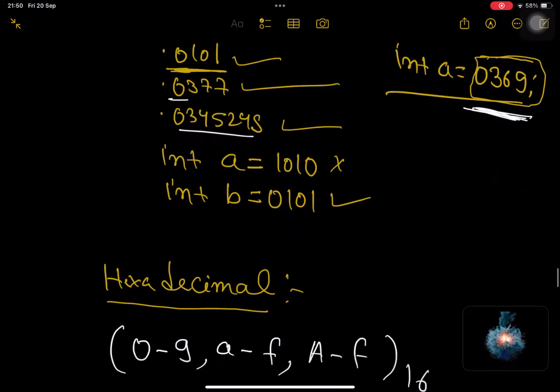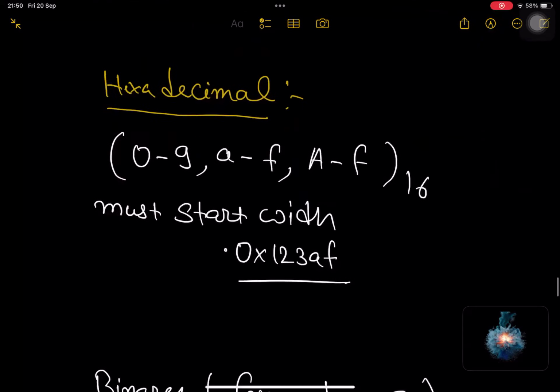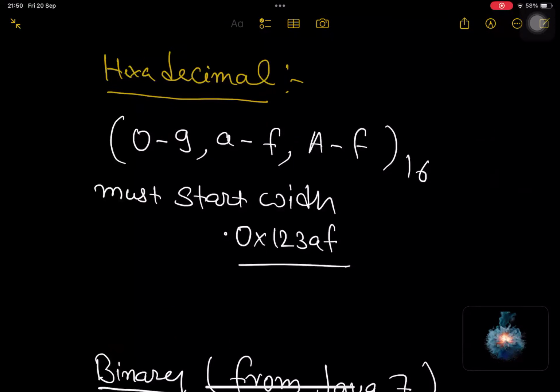Similarly, when we go with hexadecimal, hexadecimal is a combination. Basically, it will start with 0 and end with f. Okay, so hexadecimal numbers are a combination of 0 to 9 number system, and a small a to small f, or capital A to capital F, anything you can use.